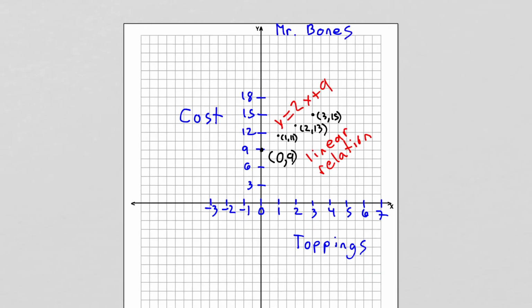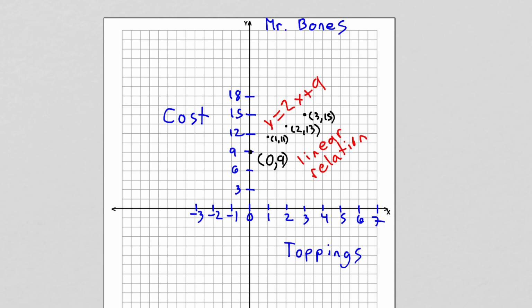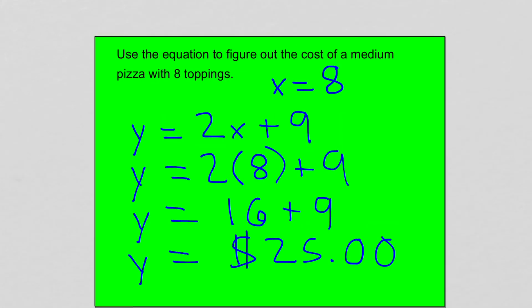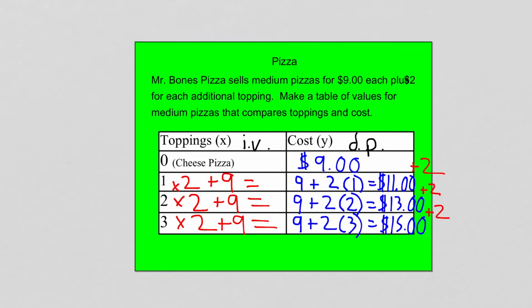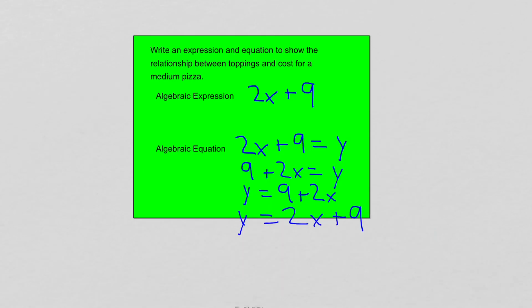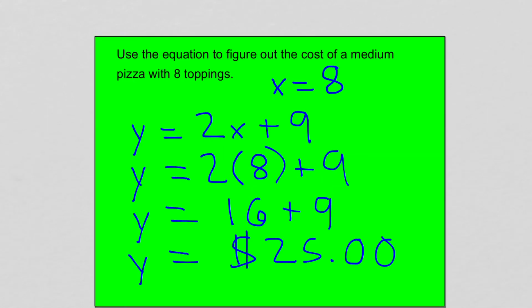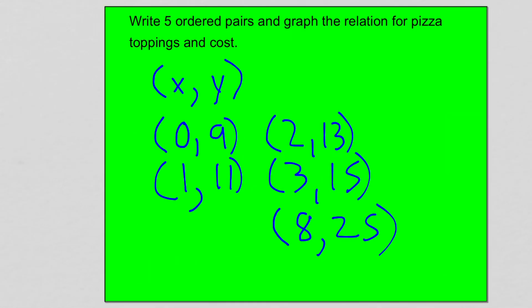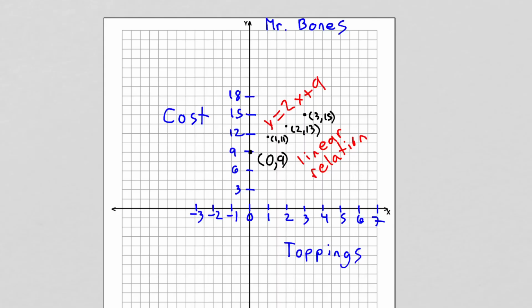So look at all the ways we did this algebra equation. We started off way back here with some numbers. We figured out the patterns. We represented them as an expression in an equation. We used that equation to figure out more data. We could represent that data as points in a graph, and we could represent that graph as a linear relationship.